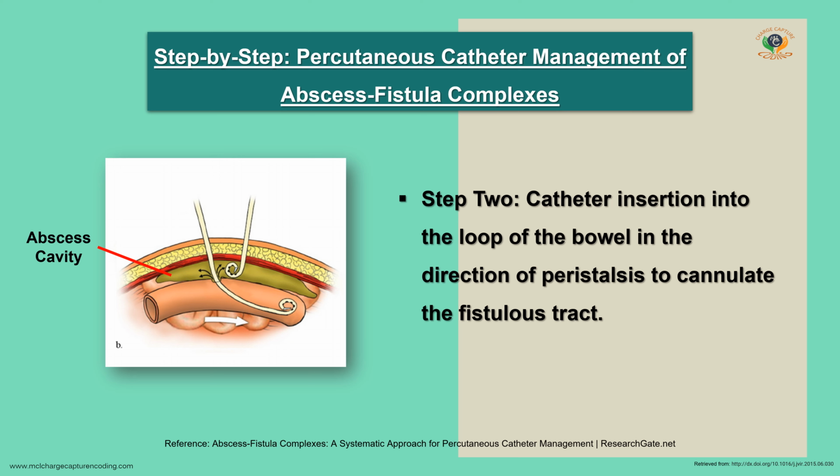After the percutaneous abscess is evacuated, you see that the abscess cavity has decreased in size. This makes the fistulous tract identifiable by catheter fistulogram. So, the physician now inserts a catheter into the loop of bowel in the direction of peristalsis, refer to the white arrow again, to cannulate the fistulous tract.